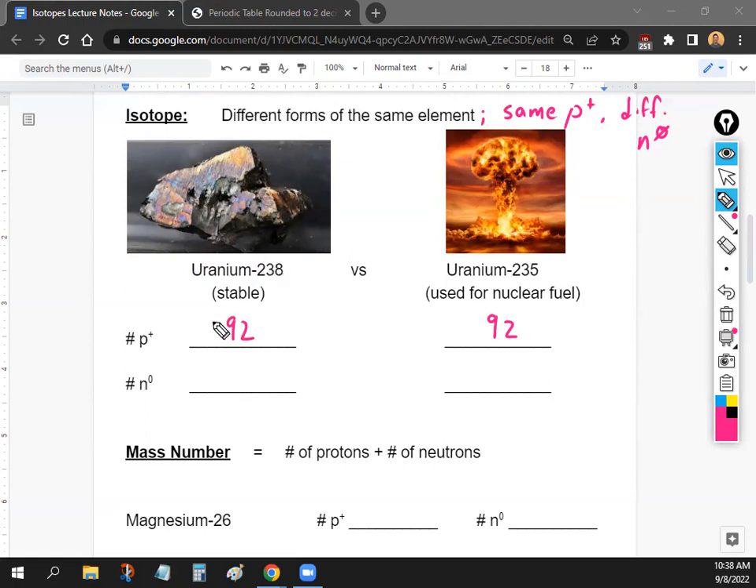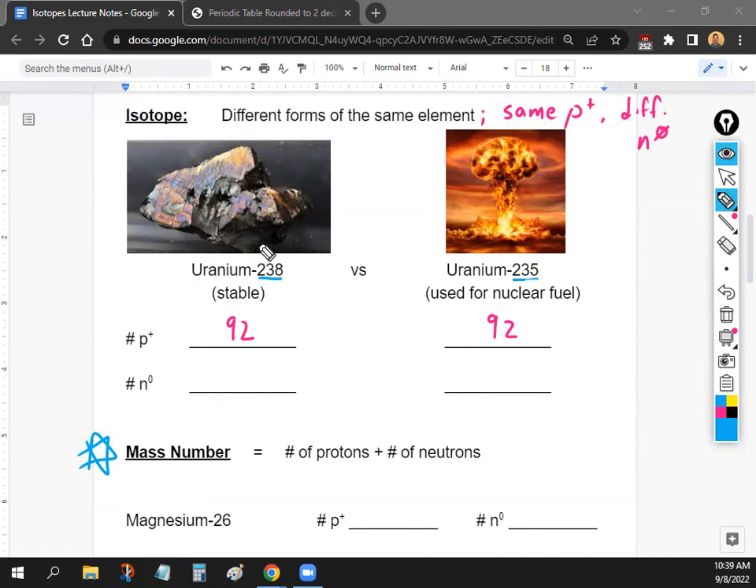Okay, so like we said, protons are going to be the same for different isotopes. Since it's uranium, it's always going to be 92. The only thing that changes are the neutrons. Now, in order to find the neutrons, we're going to use a number at the very back. This number back here at the end of the names, this is called the mass number. And you're definitely going to want to write down this formula because this is what you'll be using for pretty much your entire assignment today.